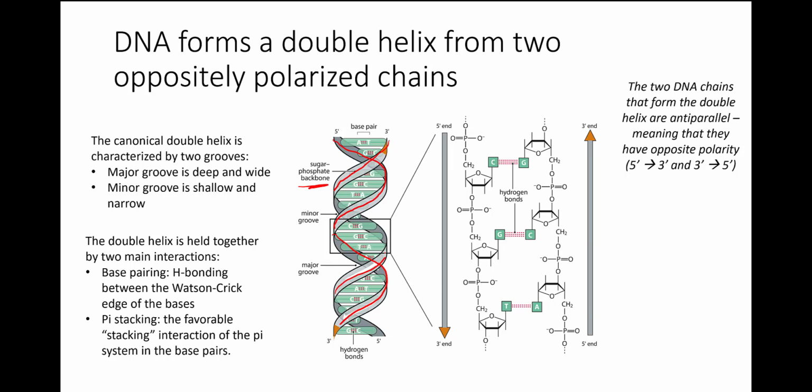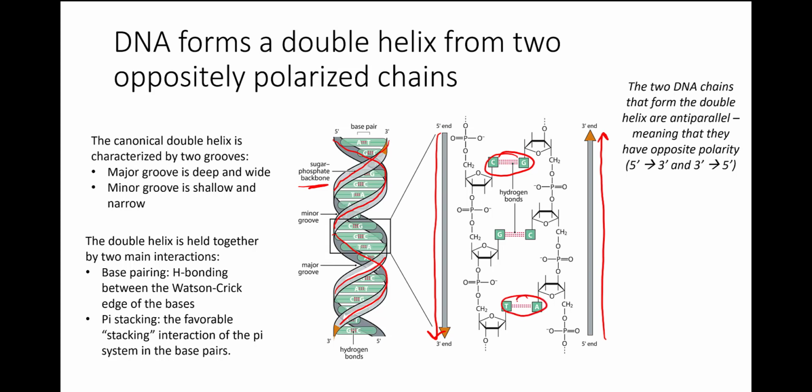Okay, notice that it's an opposing polarity. So these two chains come together. One of them goes 5' to 3'. The other one goes 3' to 5'. So they have opposing polarity. Okay? They make the well-known hydrogen bonds. So G and C base pairs making 3 hydrogen bonds, A and T base pair making 2 hydrogen bonds.